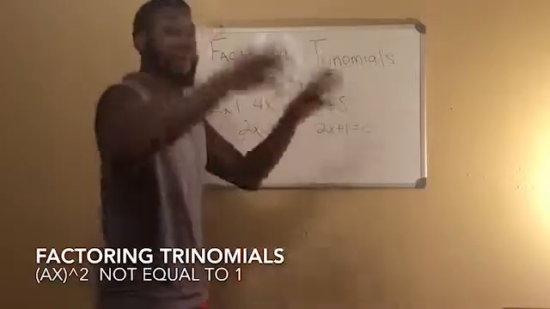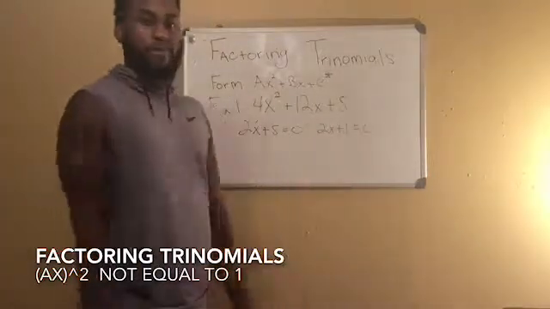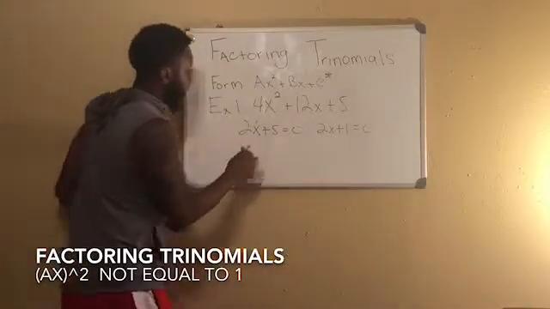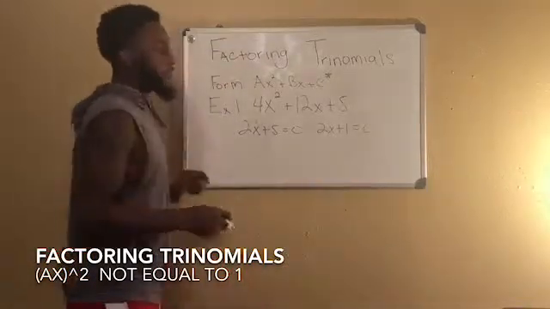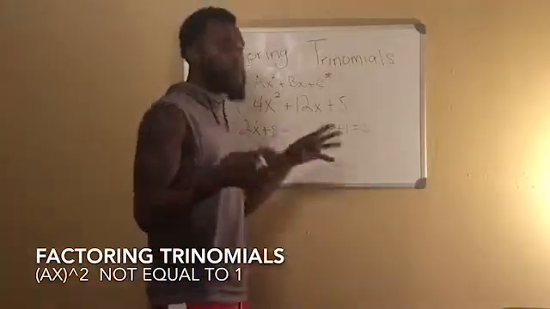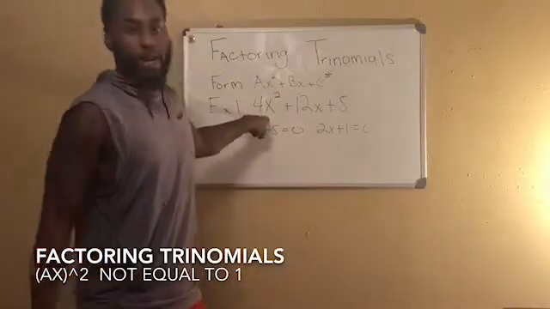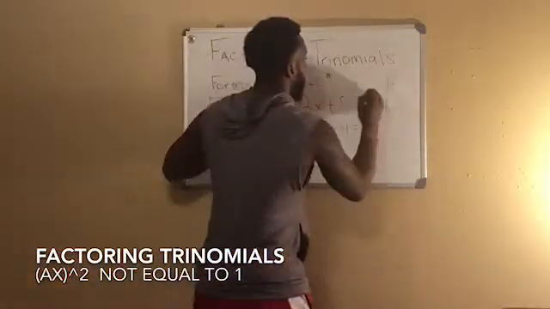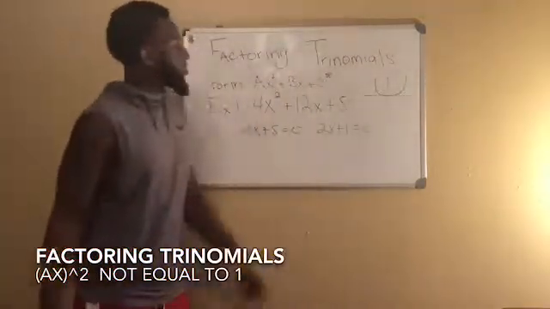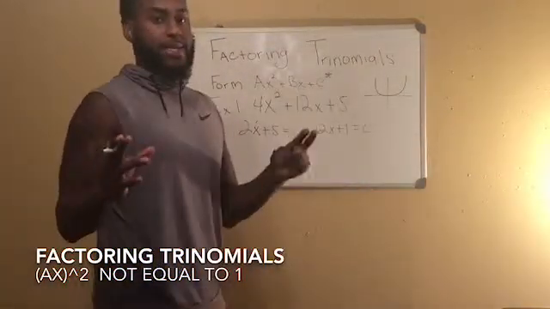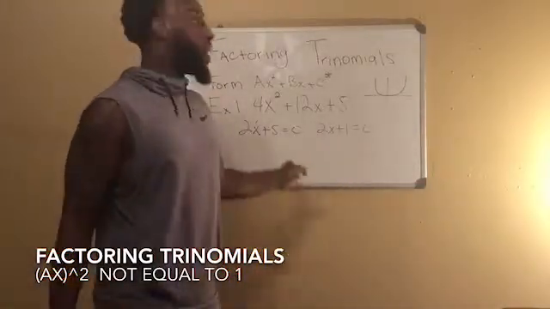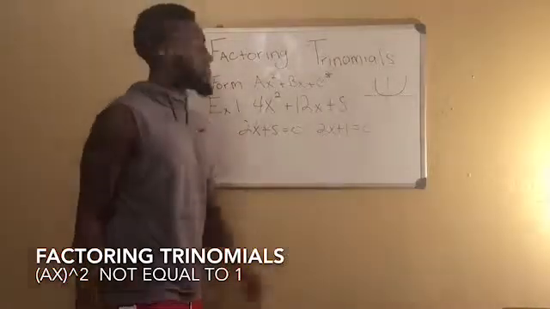And whatever you do to one side of the equal sign, you have to do it to the other. Simple, okay? So, if we wanted to solve for x, you're going to have 2 solutions. And the reason why you have two solutions is because this is a quadratic, right? A quadratic equation looks like that. It's a parabola. So it's going to hit the x-axis at 2 points, which is why you're going to have 2 solutions at all times when you factor trinomials.